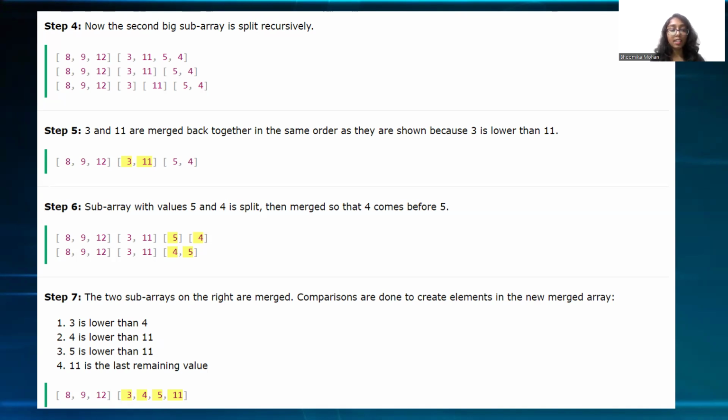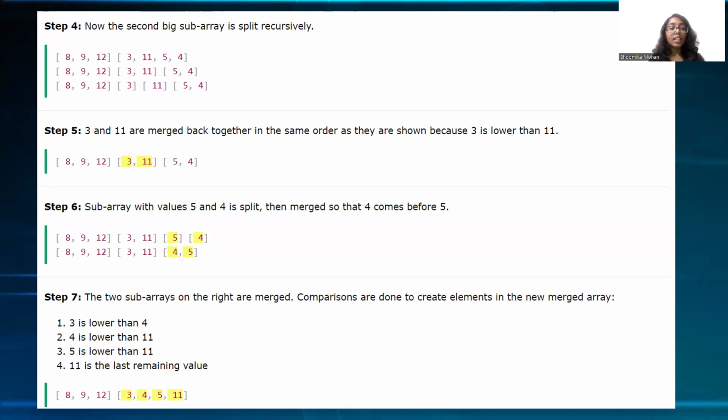Coming to step 6, the subarray with values 5 and 4 is split, then merged so that the 4 comes before 5. 8, 9, 12 is a sorted array, 3, 11 is another sorted array, and 5 and 4 are split here. Then we merge it back together so that it becomes 8, 9, 12 as a sorted array, 3, 11 is another sorted array, and 4 and 5 is another sorted array.